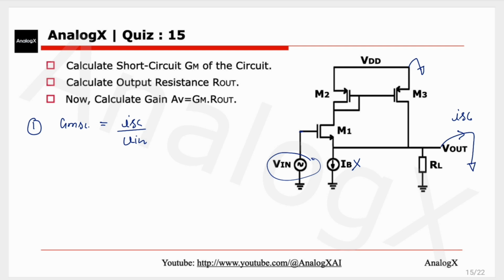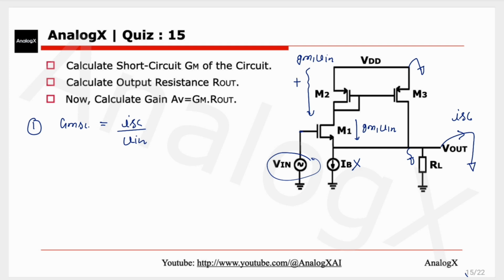So what will be this current? This current will be GM1 VGS. The gate voltage is the input, V in, and the source is ground. So this will be GM1 V in. The same current will flow through this M2 transistor. So this current will be GM1 V in. And how will this diode connected transistor offer a resistance? It will offer a 1 by GM2 resistance.